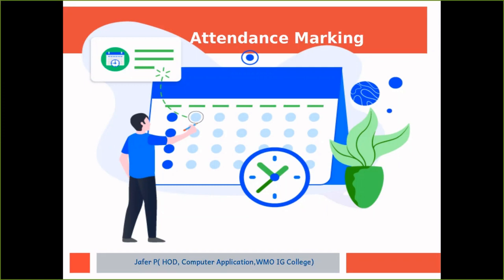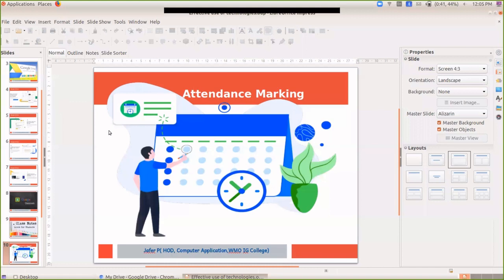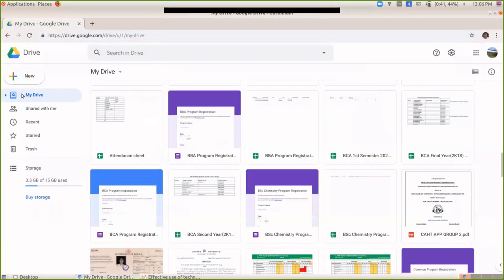To create a Google Sheet, you need to log into Google Drive. So right now I am in Google Drive. Let us see how we can create an attendance sheet using Google Sheet. Here you can see all the files stored in my Google Drive, which I use for different purposes. Last session we created an attendance sheet, so I'm going to open that attendance sheet and let's see how we can mark the attendance.